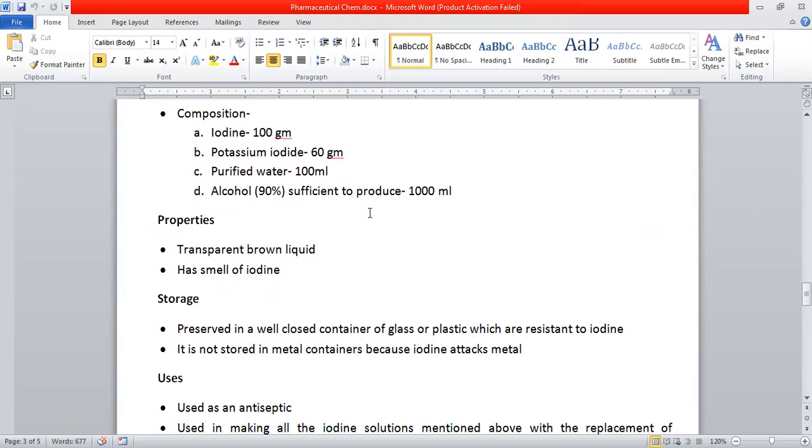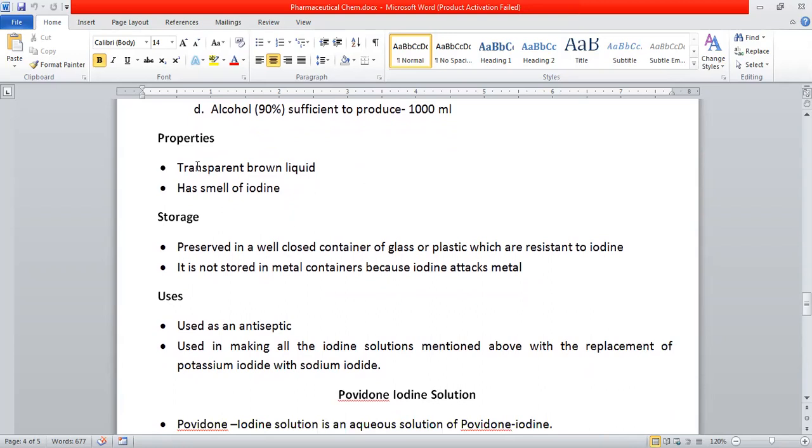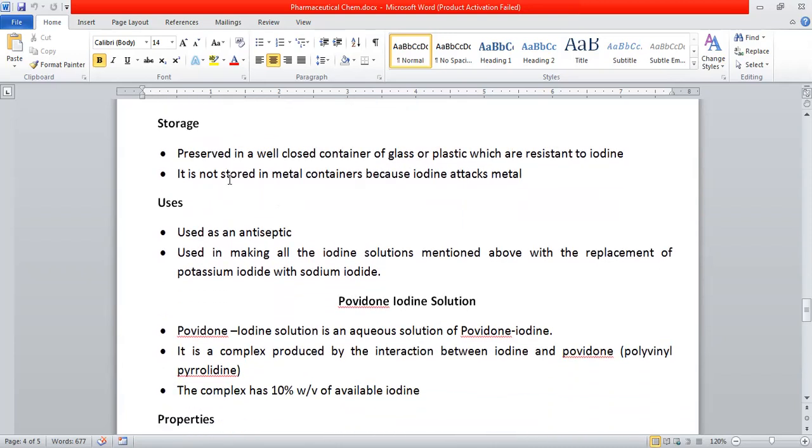Now, if we discuss the composition, it contains iodine, potassium iodide, purified water, and alcohol, that is 90%, which is required to make the sufficient volume of 2000 ml. Now, properties, it is also a transparent brown liquid, has a smell of iodine. Storage, it is also preserved in a well-closed container of glass or plastic, which is resistant to iodine. And again, it is not stored in a metal container because iodine attacks the metal.